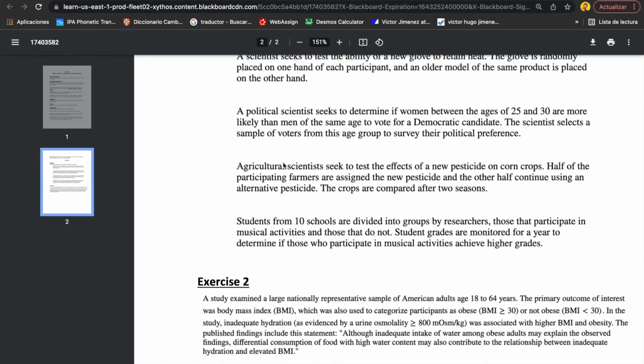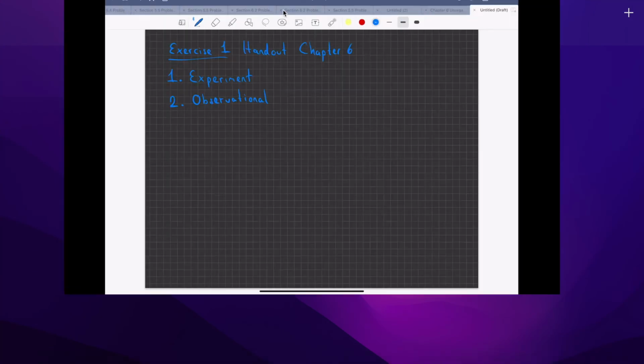Agriculture scientists seek to test the effects of a new pesticide on corn crops. Half of the participating farmers are assigned to the new pesticide, and the other half continue using alternative pesticides. The crops are compared after 2 seasons. So in this case, because the farmers are assigned into two groups, right, it doesn't say randomly, but half of the participant farmers are assigned to the new pesticide and the other half continue using an alternative pesticide. We can say here that this is an experiment.